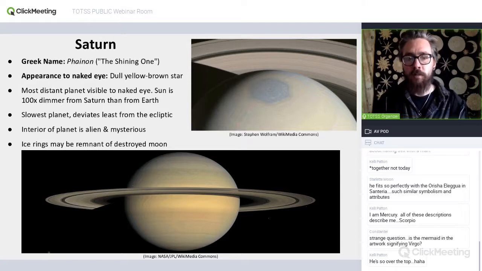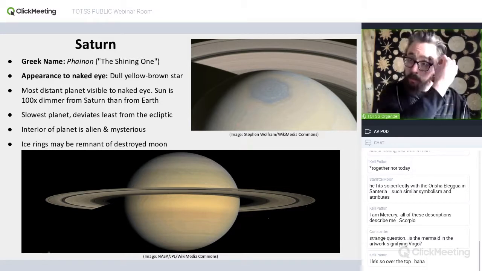So the sun would actually be 100 times dimmer from Saturn than it is from Earth. So Saturn is at the edges, almost like exiled from the solar light, and is more distant and cold, and rules the boundaries and peripheries. Saturn is the slowest planet, and he also deviates least from the ecliptic, which is appropriate to his symbolism. The interior of Saturn is very alien and mysterious, and it is still being investigated by astronomers. All kinds of weird things happen inside of Saturn too, like it rains liquid helium. Yeah, the astronomy of Saturn is very interesting.